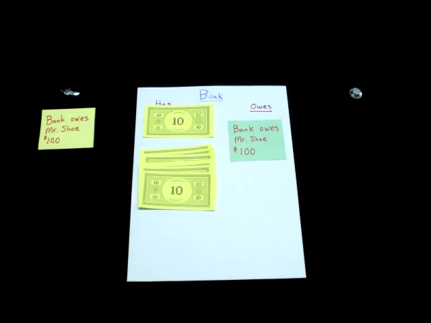According to the rules in the United States, the bank only has to keep $10 to cover the $100 it owes to Mr. Shoe. So it sets $10 aside as its reserves, and the excess reserves, the other $90, are available to lend out to borrowers.